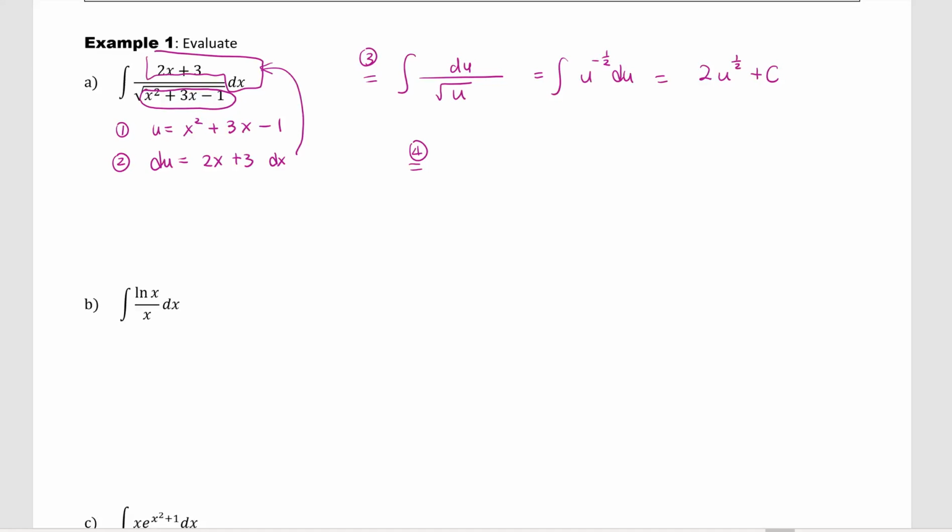So our u is x squared plus 3x minus 1. U to the 1/2 is like the square root of x squared plus 3x minus 1 plus c. Or if you want to put x squared plus 3x minus 1 to the 1/2, that's the same. That's okay. You don't have to put the square roots. So that is example 1. Okay, so far so good, everybody?